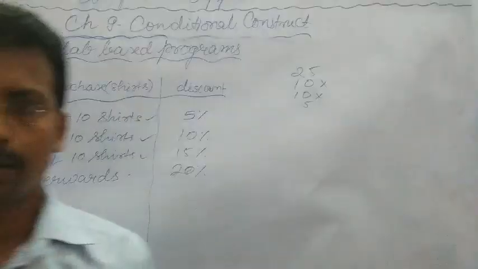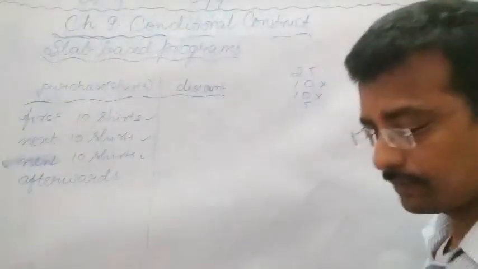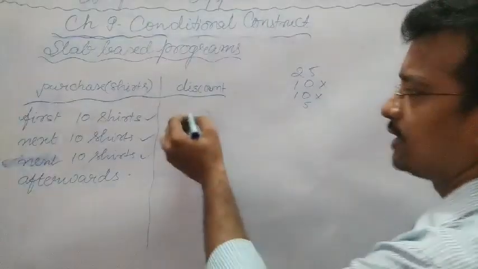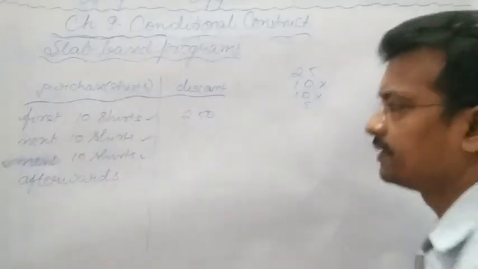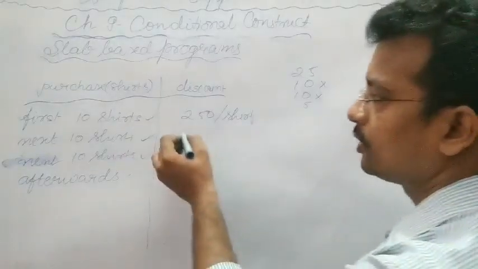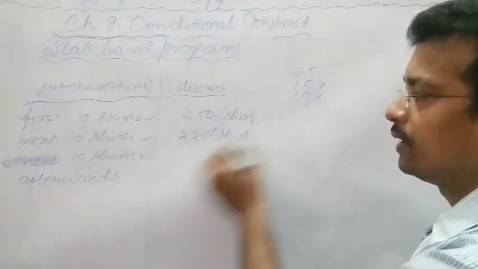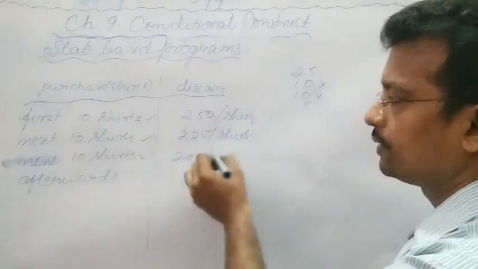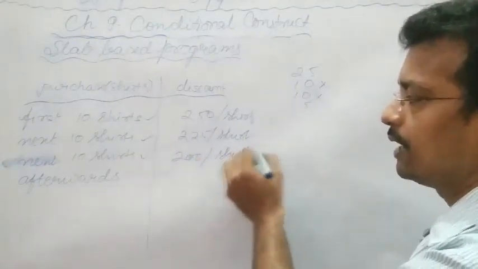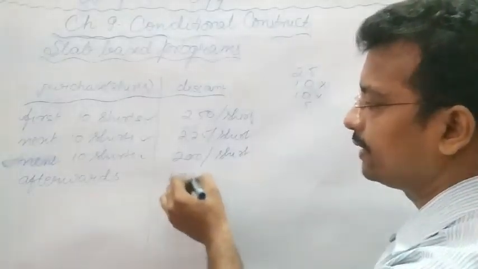Okay? Clear? Or we take a very simple next option, which is better. We have taken: first 10 shirts, 250 rupees per shirt. Next, 225 per shirt. Next, 200 per shirt. And next, 170 per shirt.